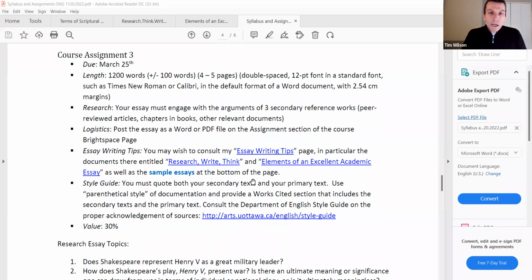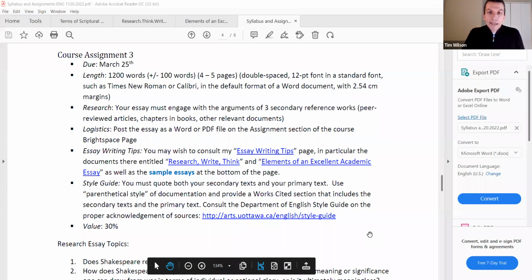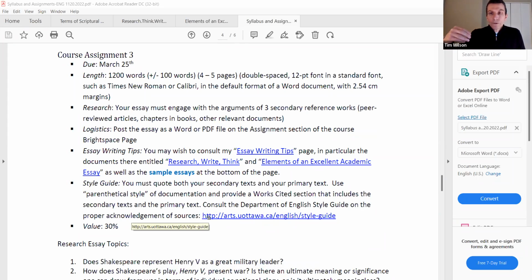There are also a couple of documents that we're going to go through tonight. The first one is about the research process, the research and thinking process. The other is more about the actual construction of the essay per se, elements of an excellent academic essay. There's also this style guide. I won't go through that, but it will be helpful for issues such as grammar, citation style, those types of things.